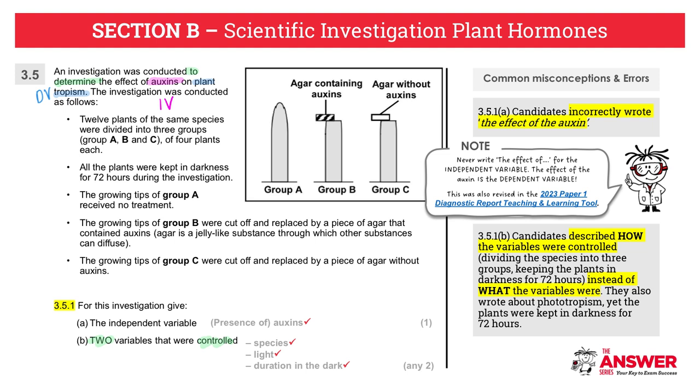For 2 variables that were controlled, you can read through the setup. They tell you that the same species was divided into 3 groups. All the plants were kept in darkness, and they were all kept there for 72 hours. So you could have selected any of those 3 controlled variables. Candidates described how the variables were controlled, in other words, dividing the species into 3 groups, keeping the plants in darkness, instead of exactly what the controlled variable was. They also wrote about phototropism, yet the plants were kept in darkness for 72 hours.